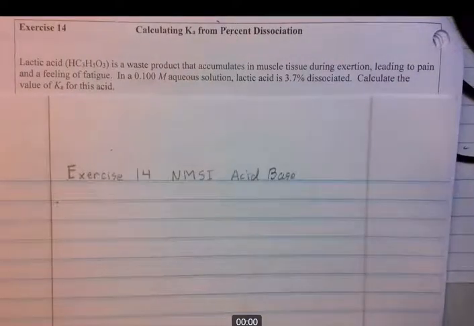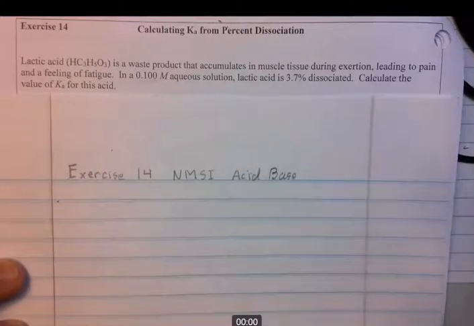Okay, so we're on exercise 14, and it reads, lactic acid is a waste product that accumulates in muscle tissue during exertion, leading to pain and a feeling of fatigue. In a 0.1 molar aqueous solution, lactic acid is 3.7% dissociated. Calculate the value of Ka for this acid. All right, so this again is a percent dissociation problem, except we're working backwards. They're giving us the percent dissociation. We have to work backwards and find Ka. So let's go ahead and write the equation.